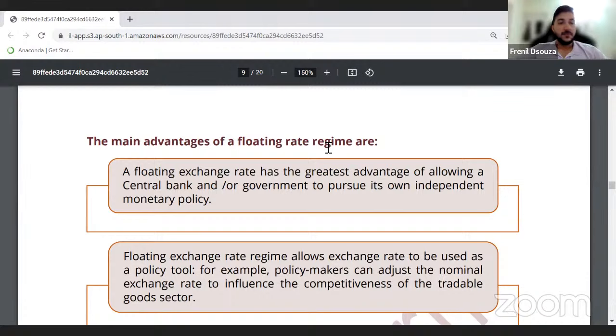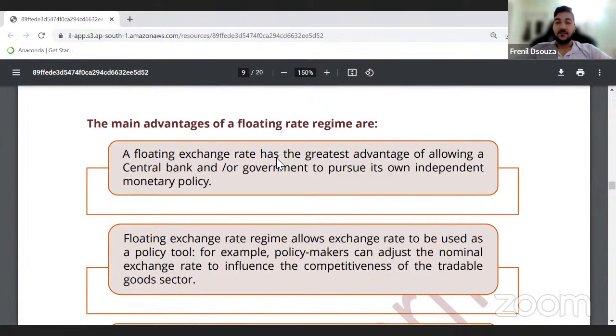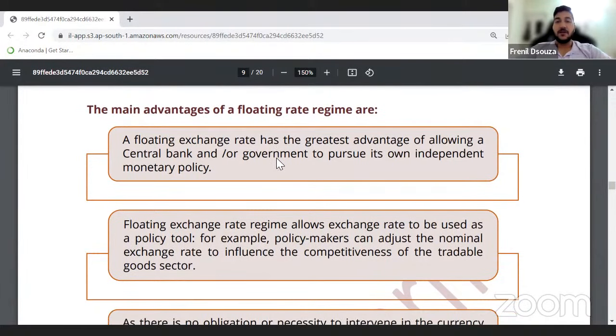So a question had come. Now, what are the main advantages of a floating rate regime? I told you, who will decide the price in a floating rate regime? It is demand and supply. A floating exchange rate has the greatest advantage of allowing a central bank or government to pursue its own independent monetary policy, right? If the rate is fixed, you don't have a policy for the exchange rate at all, because the rate is fixed by the government or central bank. But wherever there is a floating rate, a central bank or a government can form policies and they can see their effectiveness.